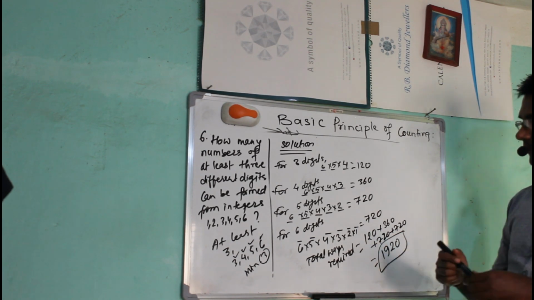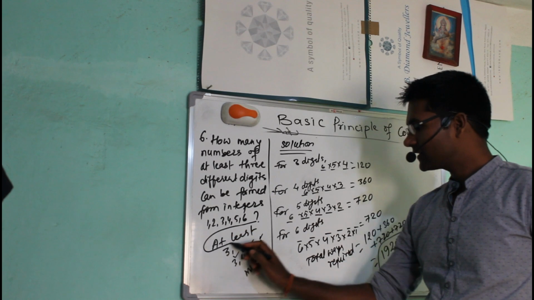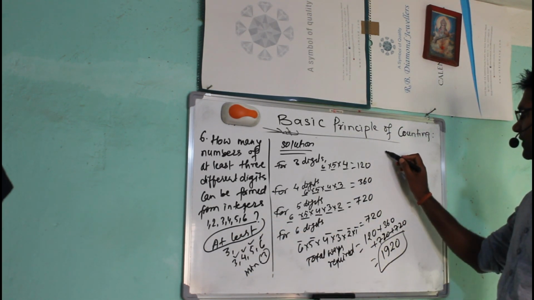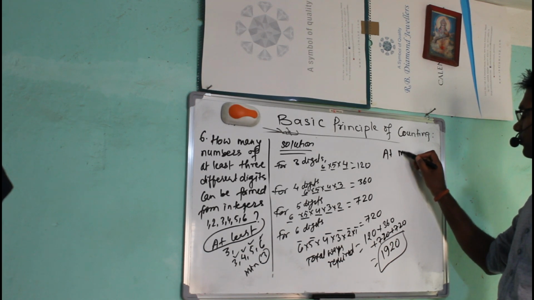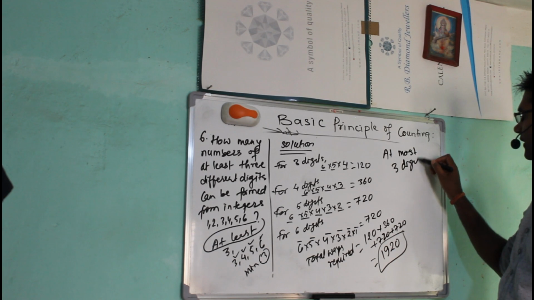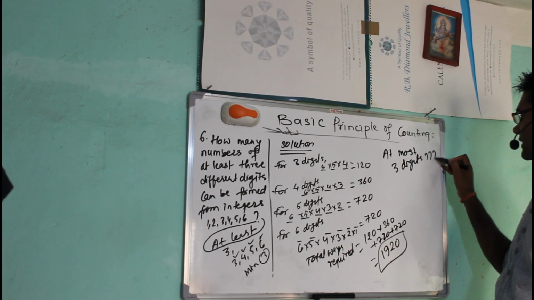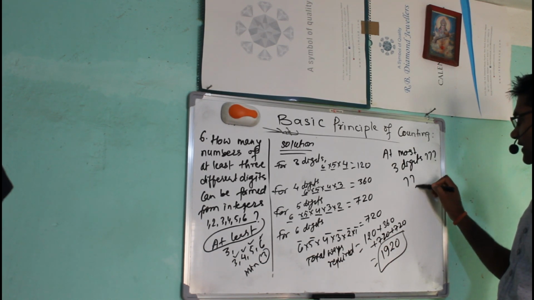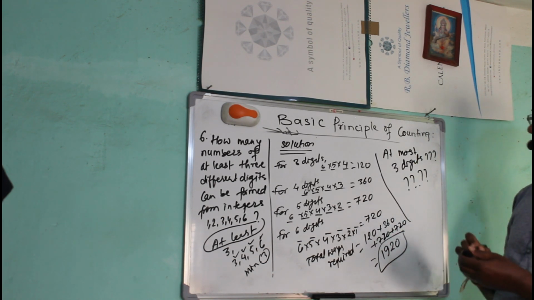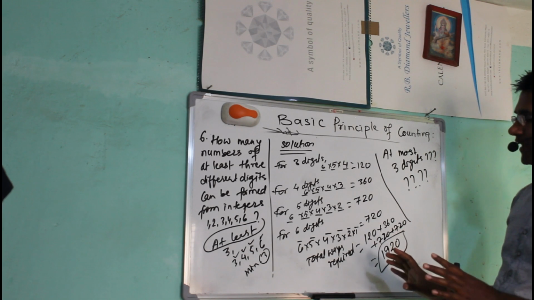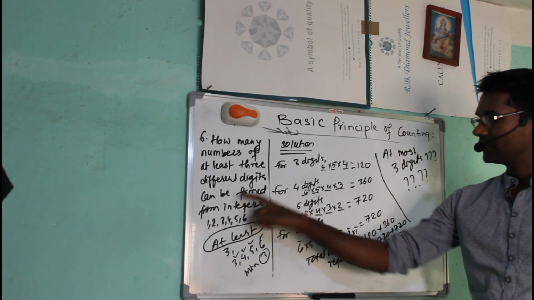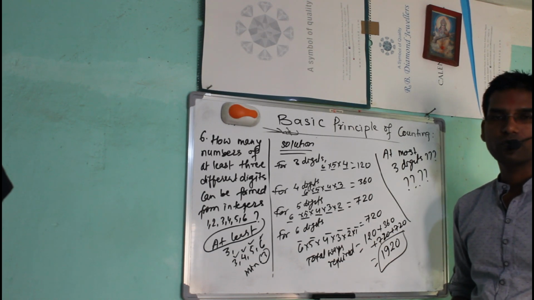Remember, the main point here is at least 3 digits. So please try: if the case is at most 3 digits, then what is its answer? Please try and write your answer in the comment box. What will be the total number of choices if we have to form at most 3 digit numbers from the 6 digits 1, 2, 3, 4, 5 and 6?